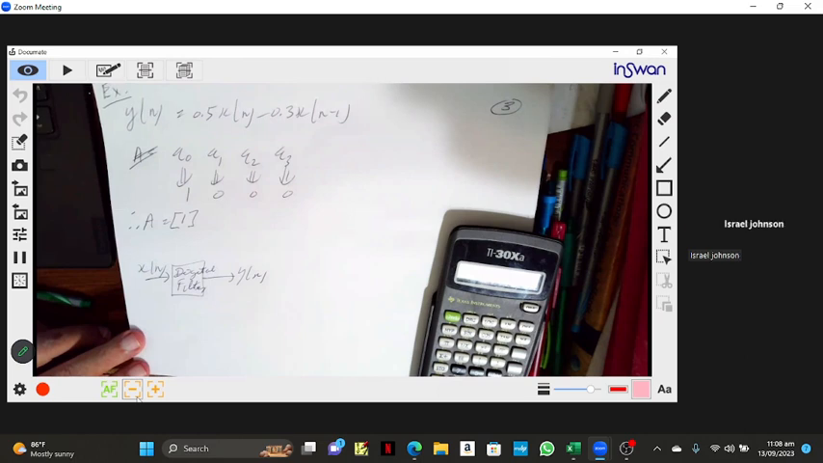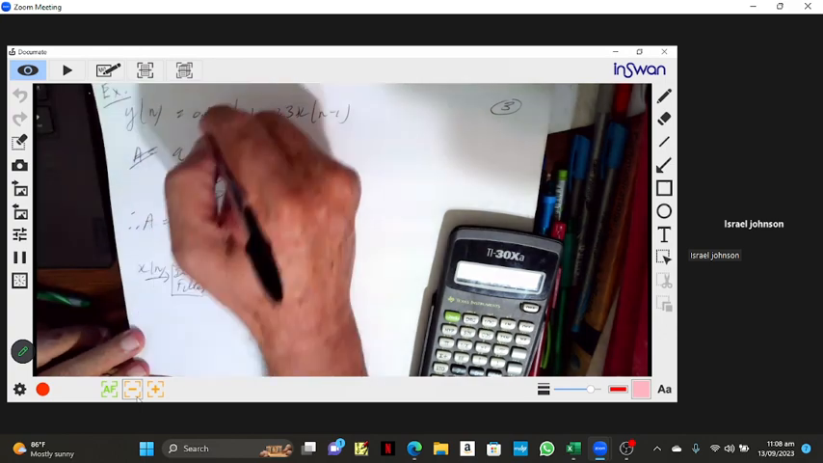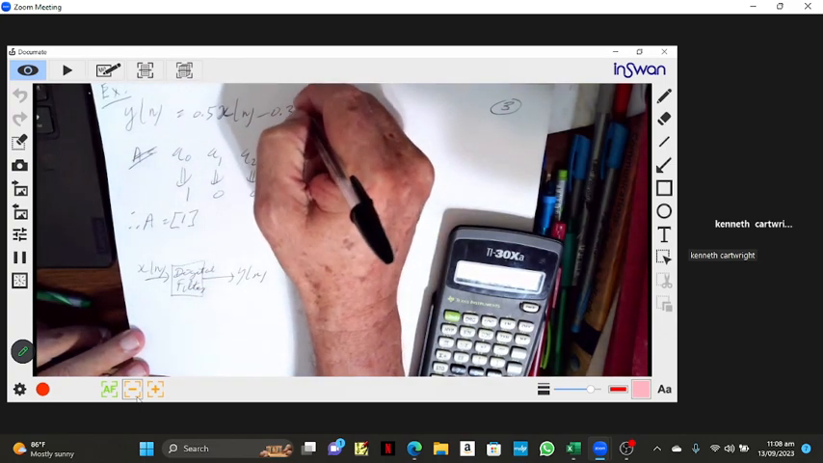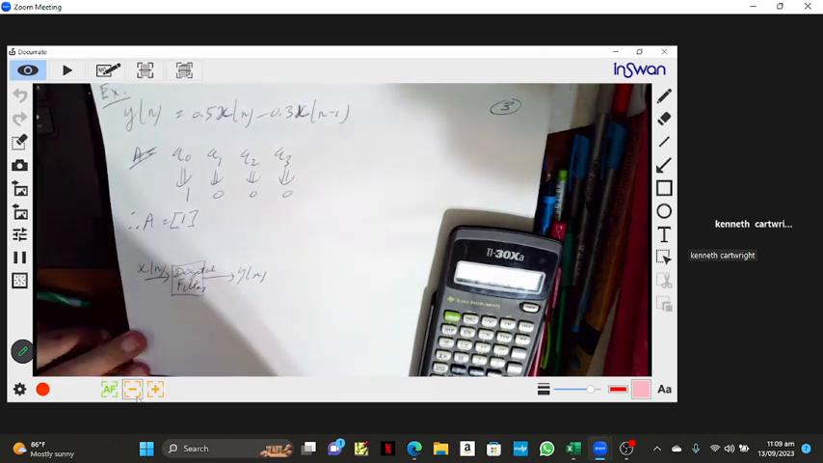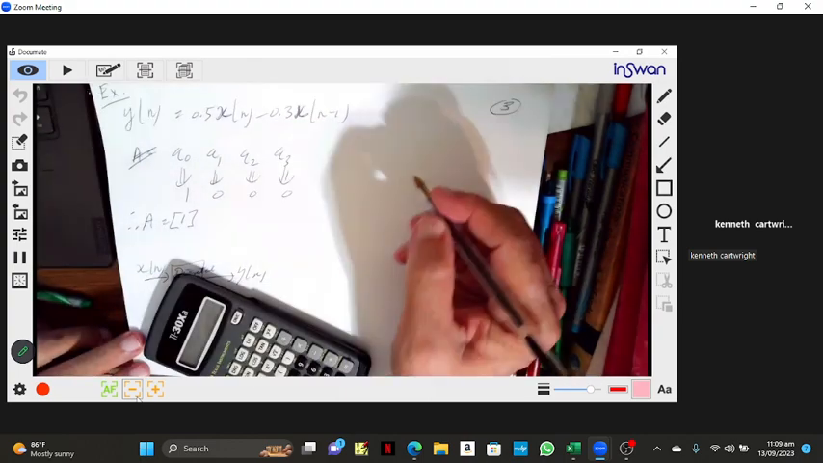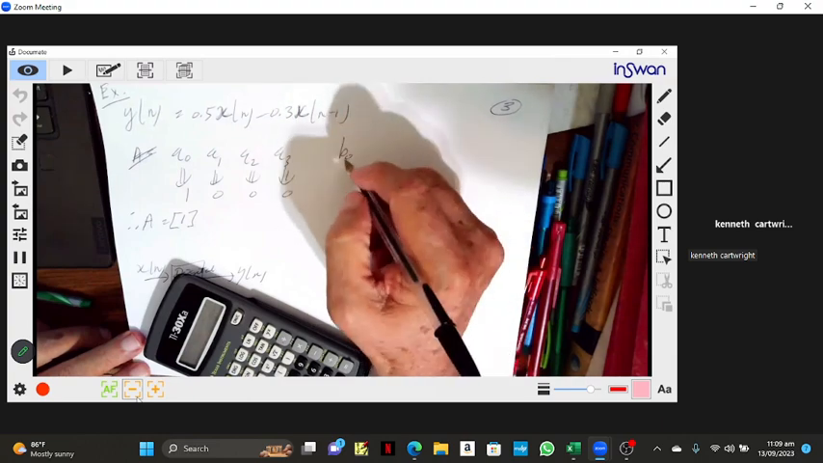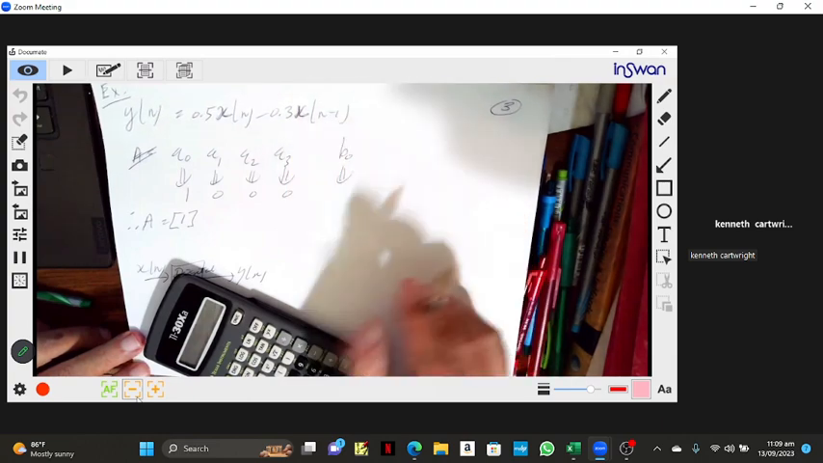Yes, sir. So is that an X or a K? That's an X. Because we've only been talking about X as the input, Y as the output. That's all we've been talking about. What's B0 equal to?